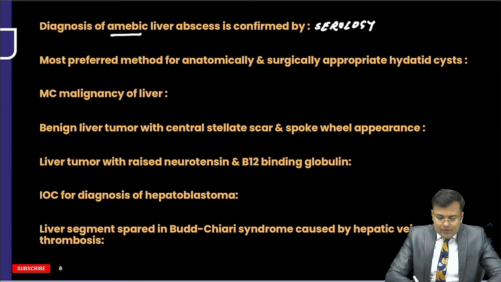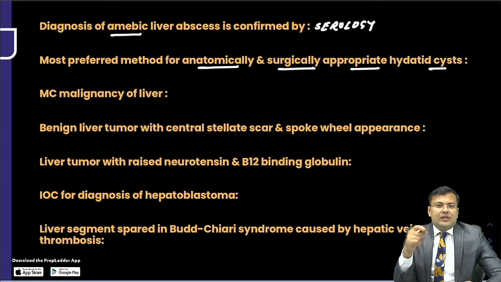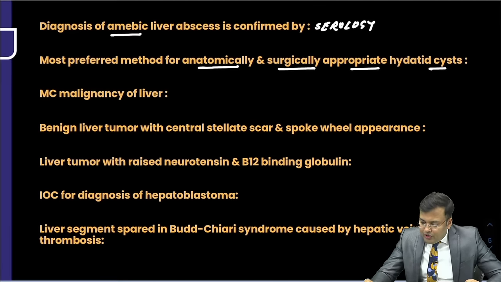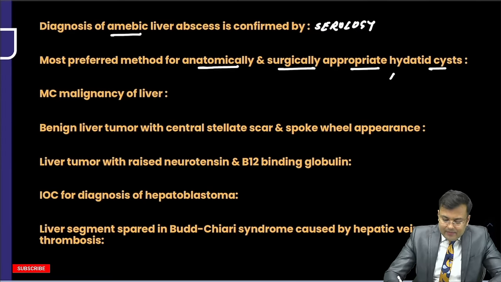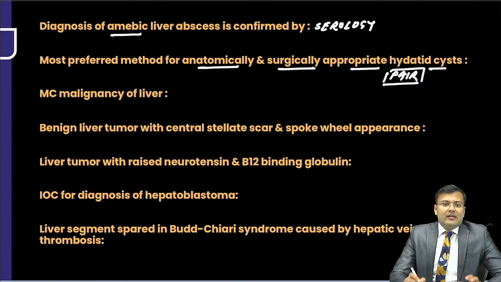Next question. Most preferred method for treatment of anatomically and surgically appropriate hydatid cyst. Let me see who is going to reply fastest. All of you are replying correctly. It is PAIR: puncture, aspiration of content, instillation of scolecidal agent and re-aspiration.